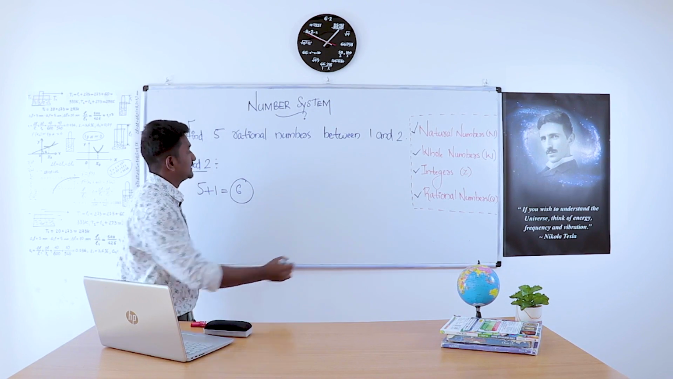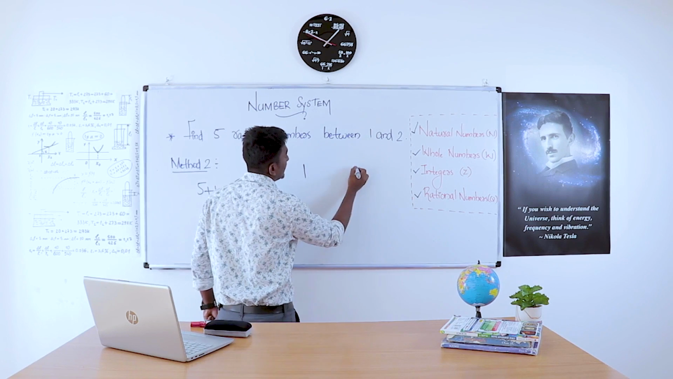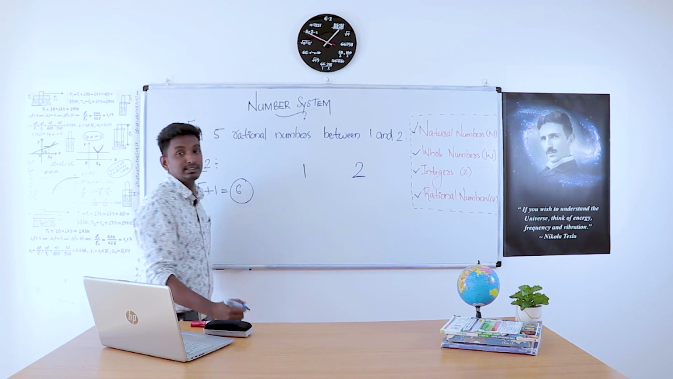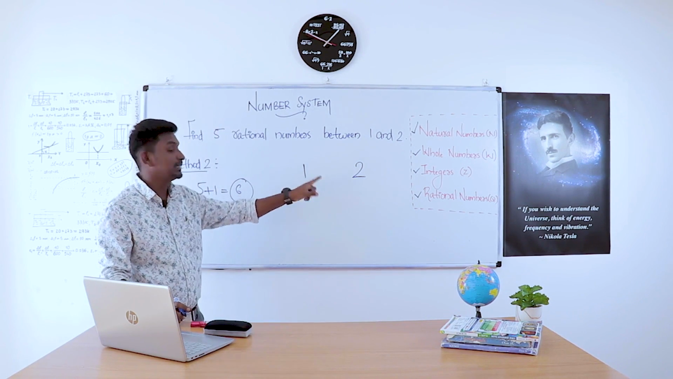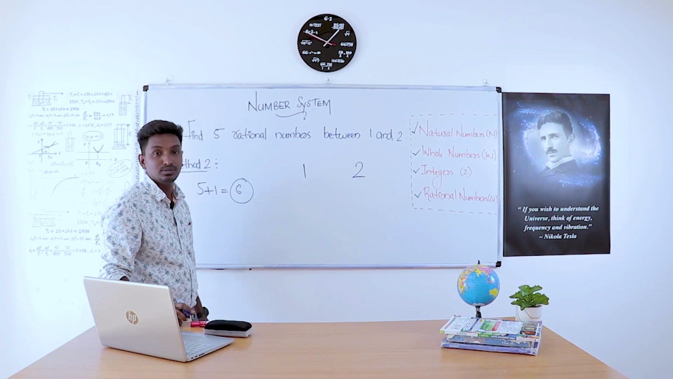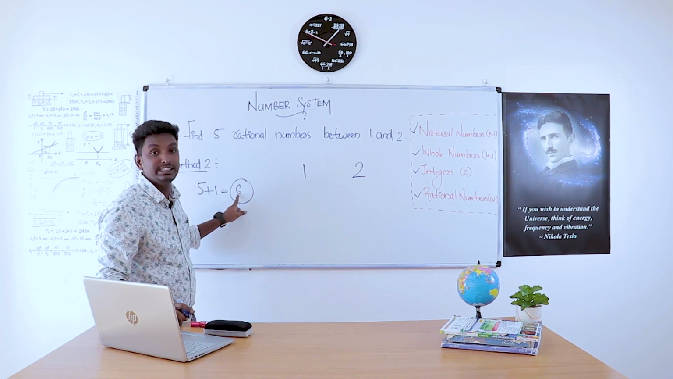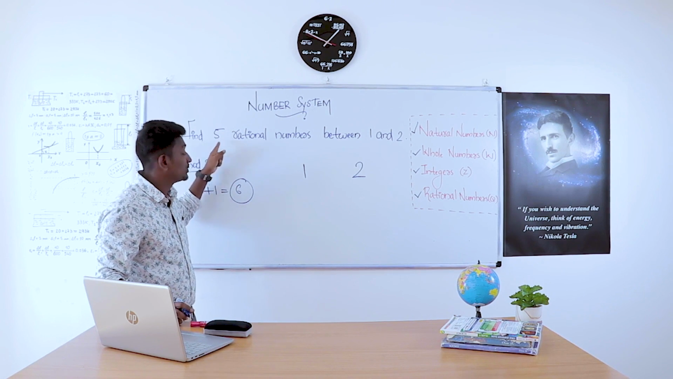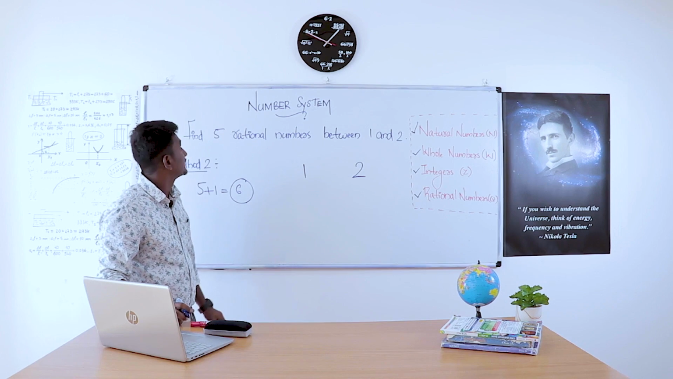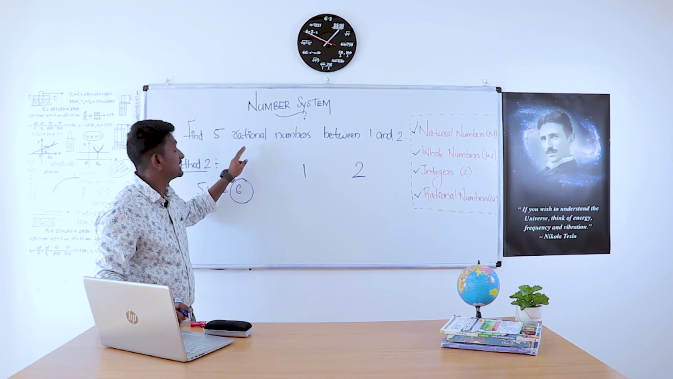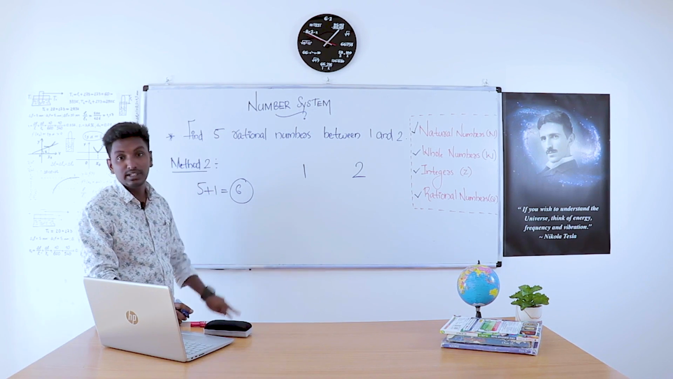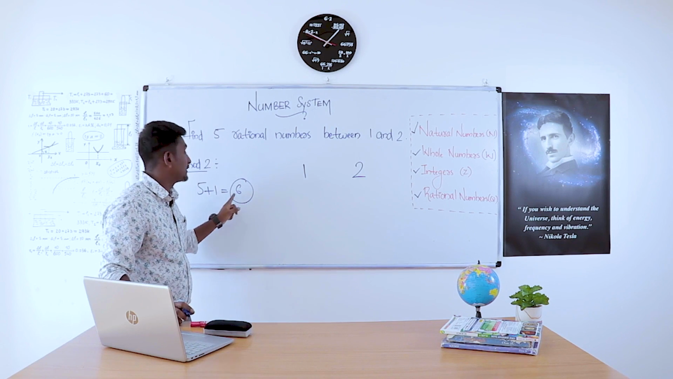That means 1 and 2 are the numbers. We need 5 rational numbers in between 1 and 2, therefore we take 6. If we need 10, we have to take 11. If we need 20, we have to take 21. That means for n rational numbers, we have to take n plus 1. That is 5 plus 1, 6.